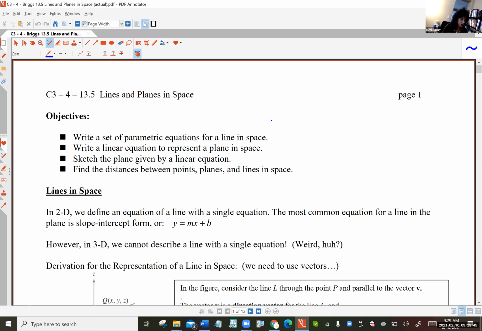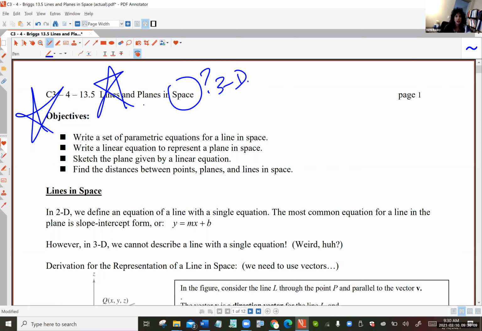All right, so we're going to do a new topic today. We're going to look at lines and planes in space. What does space mean again? 3-dimensional. 3D, good, yay, 3D. Okay, fine. So we're going to look at how to get equations of lines in space, as well as an equation of a plane in space. This is a super key section.